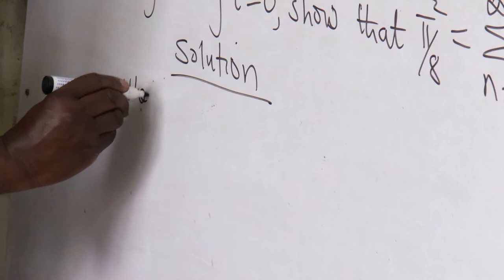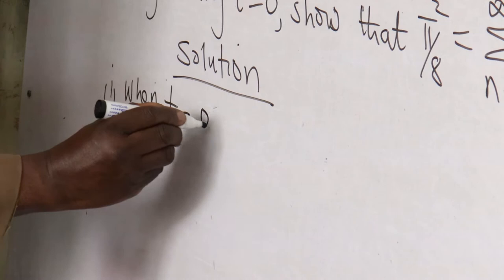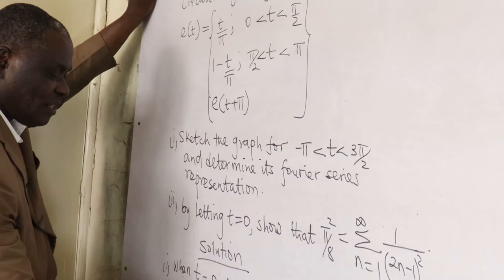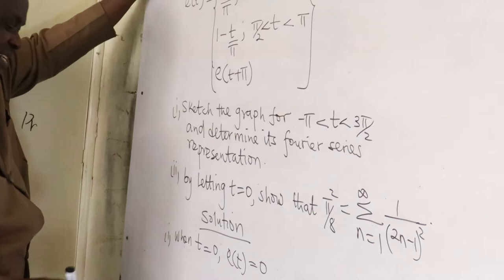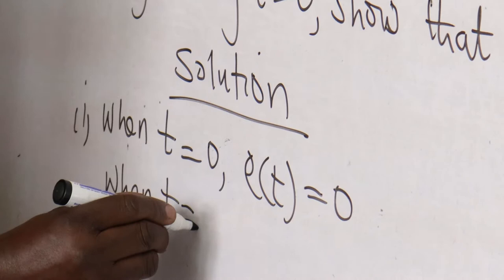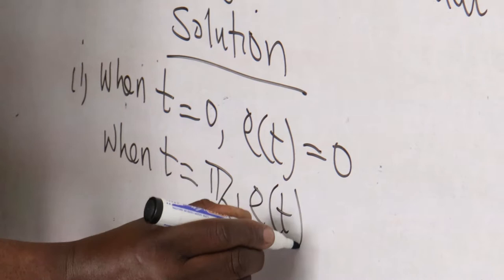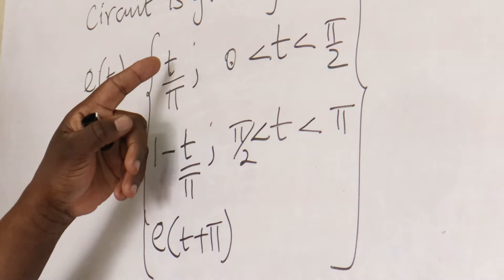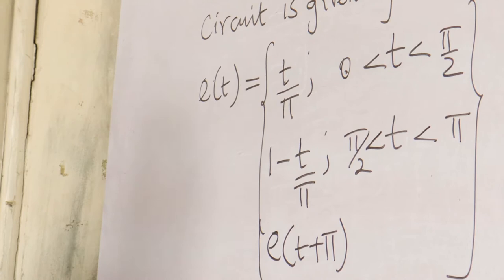When we are in part 1, when t is equal to 0, our e of t will be what? Will be 0. If you put 0 here, 0 divided by pi is 0. When t is equal to now pi all over 2, e as a function of t will be equal to what? You put pi all over 2 where there is t, and the answer will be a half.